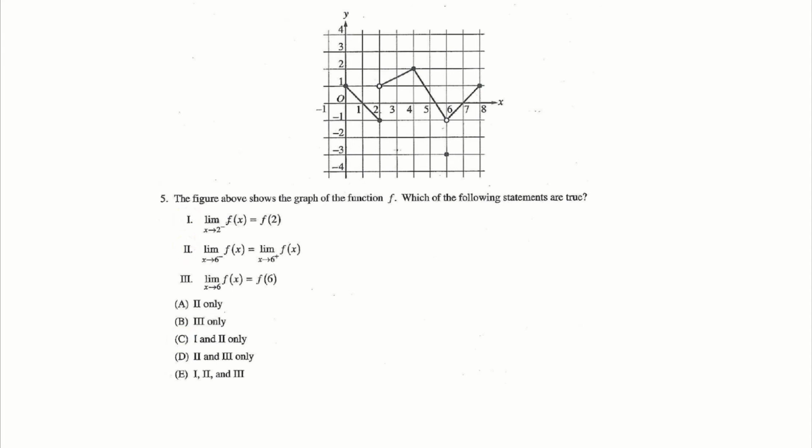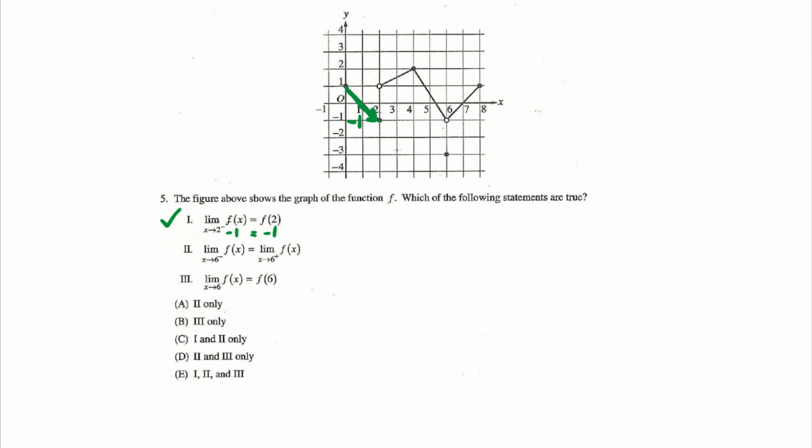Okay, so it says look at the graph of the function, which of the following are true. The limit as x approaches 2 from the left is equal to f of 2. Well, the limit as it approaches 2 from the left is equal to -1, because that is the y value it's approaching. And notice how the hole is filled in at -1, so that means when I go f of 2 and evaluate it, I get -1. So -1 equals -1. Check.